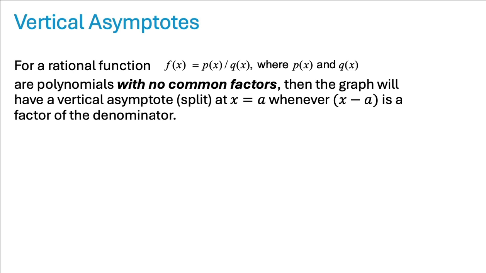So when we have a rational function, we need to be careful, because we need to make sure that there are no common factors between the numerator and denominator, especially if we're being asked to identify any vertical asymptotes. So as long as there are no common factors, the graph will have a vertical asymptote at x equals a, or x equals some number, whenever the quantity x minus a is a factor of the denominator. Okay? So factors of the denominator are going to determine where those vertical asymptotes exist.